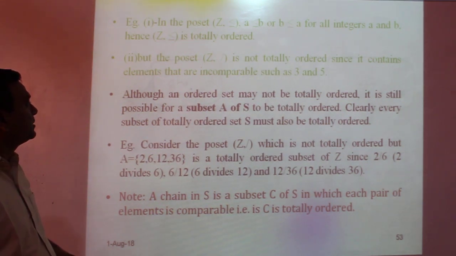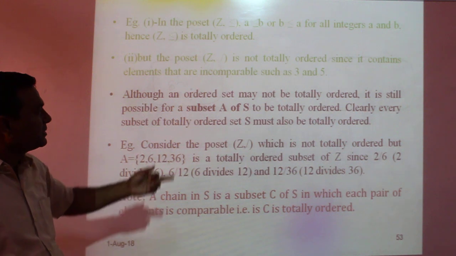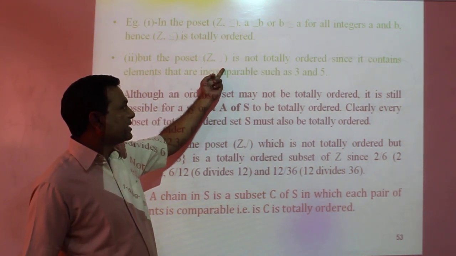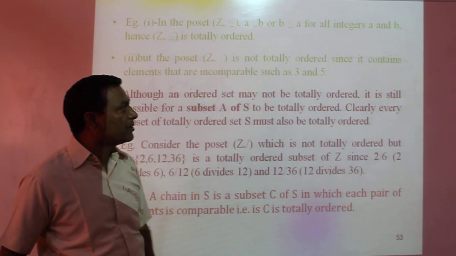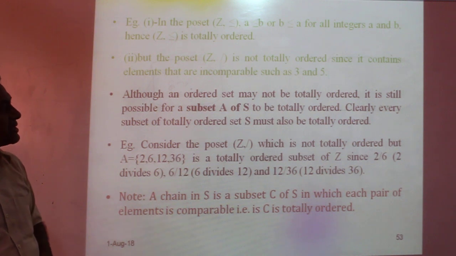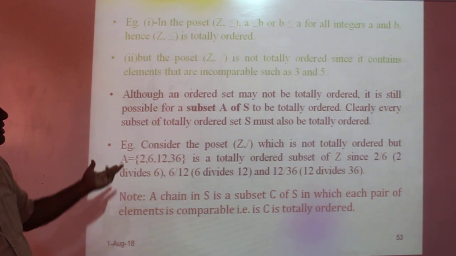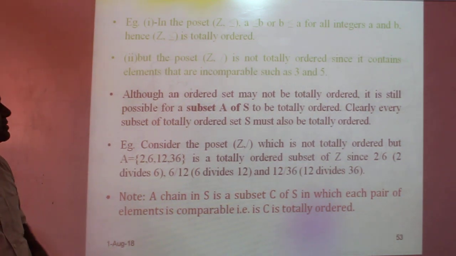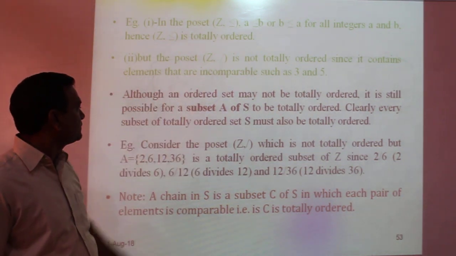You can check it. But the coset Z with this particular relation, division, is not totally ordered since it contains elements that are incomparable, such as 3 and 5. Because neither 3 divides 5 nor 5 divides 3, that's why it is not totally ordered.